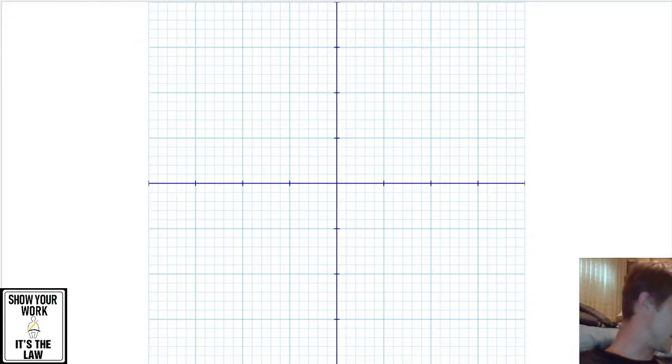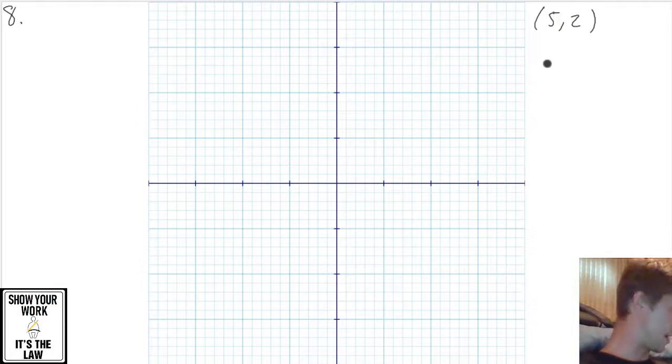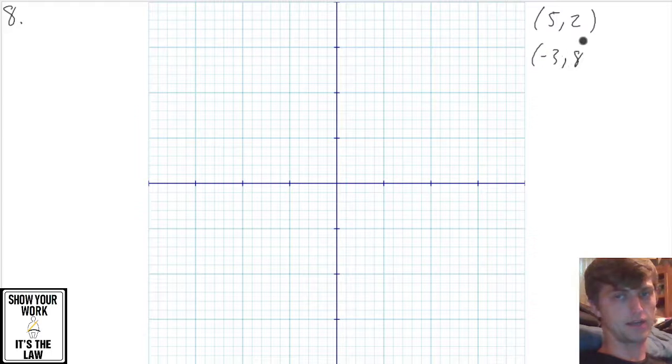Now we got 2 point examples. I'll do question 8 and 10 for that. So question 8. Walker requested numbers, and I just remembered, so I'll go ahead and put the number there. Question 8 says we have the points 5, 2, and we have the points -3, 8. Right, we have 2 points.